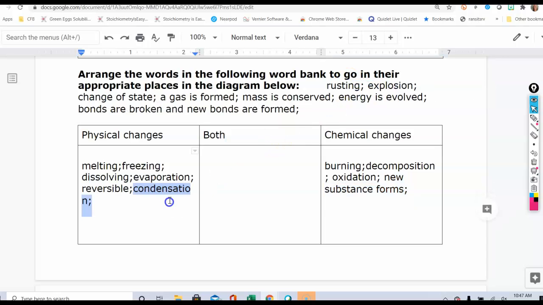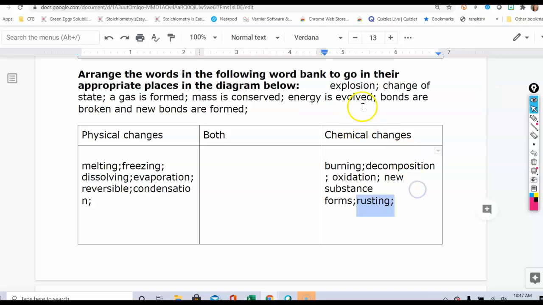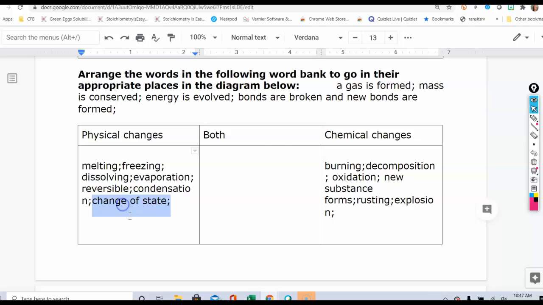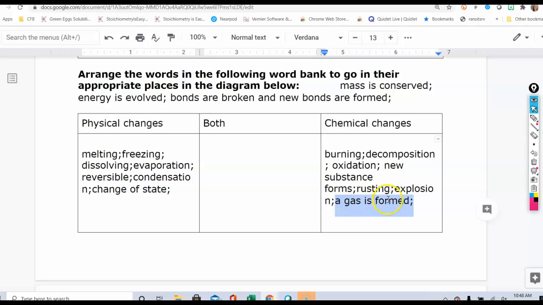Condensation is a physical change. Rusting, chemical change. Explosion, chemical change. A change of state, in other words, a change from a solid to a liquid to a gas, is just going to be a physical change. If a gas is formed as the result of a chemical reaction, a new substance is formed, and that's going to be a chemical change.